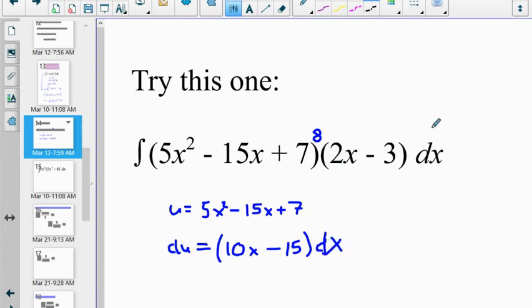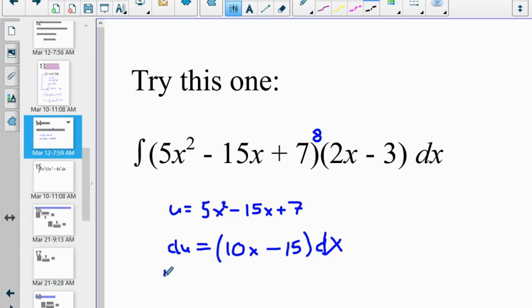It doesn't match up perfectly with the rest of this stuff, but boy, it's convenient. This stuff is exactly 1/5 as big as that stuff. By the way, if it didn't work out that way, if it wasn't off by a nice constant factor, that means I'm doing something wrong. That means I'm doing something that doesn't make sense. So this one works. We'll be able to do this.